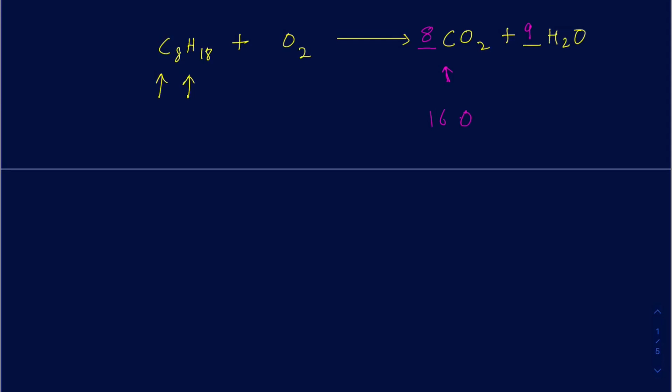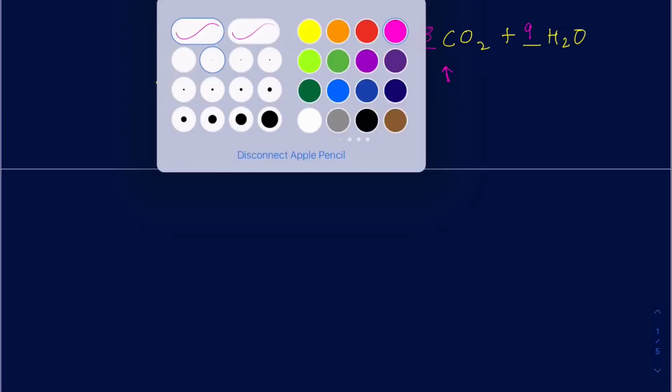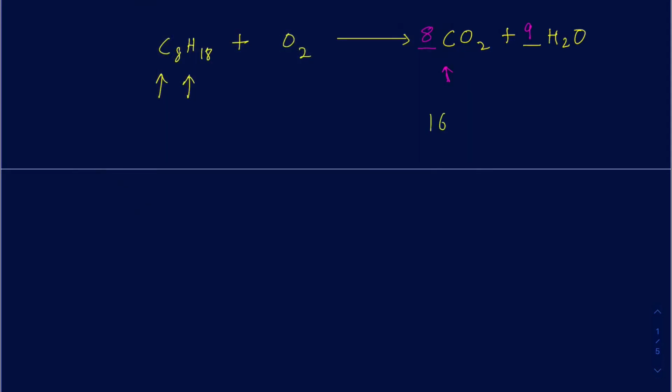Okay, so maybe I can change the color there. So 8 CO2 gives you 16 oxygen here. And then plus how many oxygens you have in the water. I got 9 water molecules, so that's going to be 9 oxygens there. So that's a total of 25 oxygen atoms there.